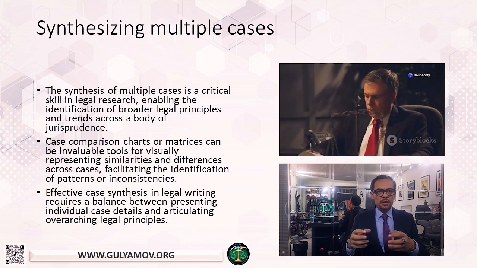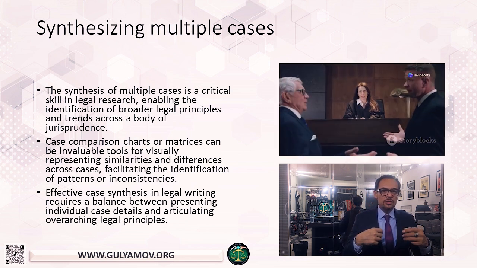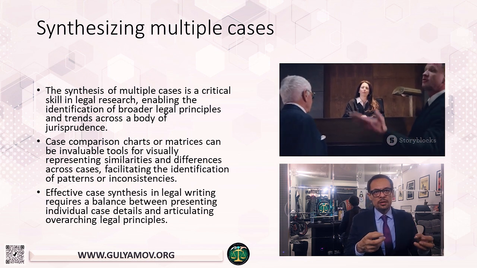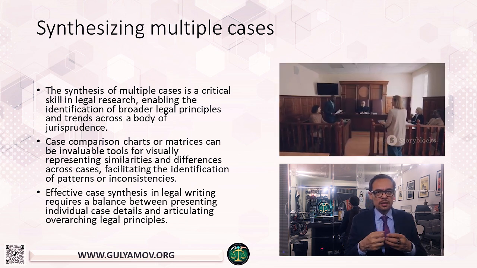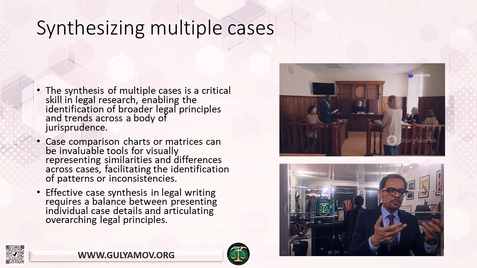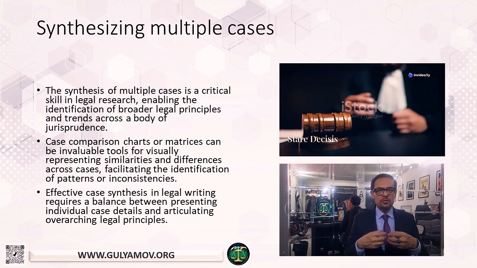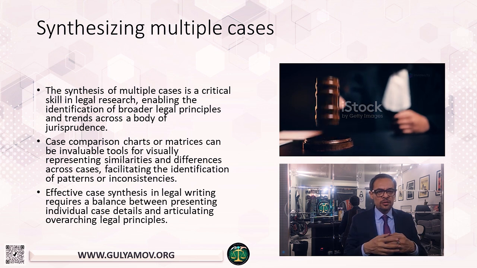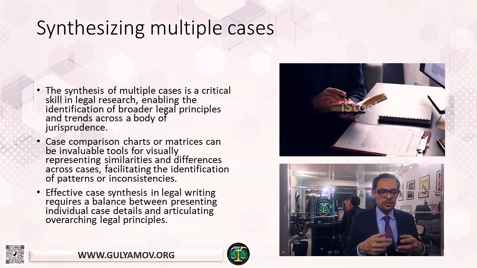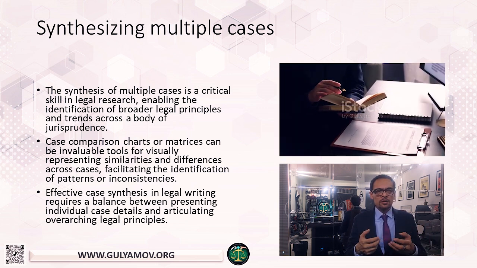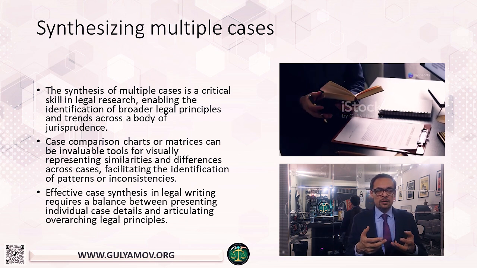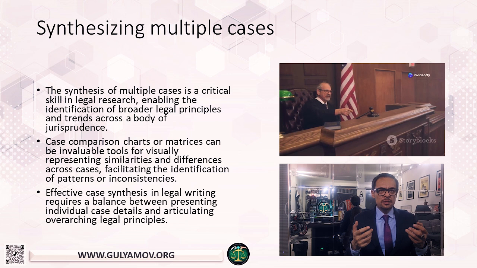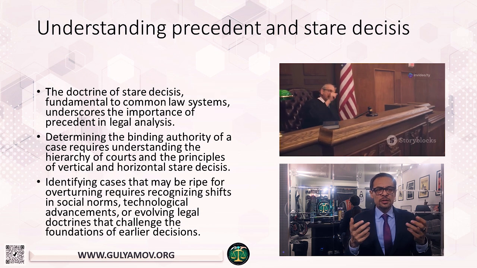of patterns or inconsistencies. For example, a matrix comparing privacy cases across jurisdictions might reveal evolving standards for reasonable expectations of privacy in the digital age. Tracking the evolution of legal doctrines through case law requires attention to subtle shifts in language and reasoning over time. Reconciling apparently conflicting decisions often involves close analysis of factual distinctions or changes in the broader legal landscape. Effective case synthesis in legal writing requires a balance between presenting individual case details and articulating overarching legal principles.